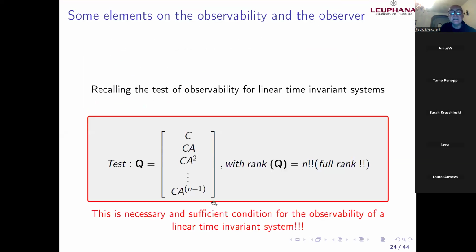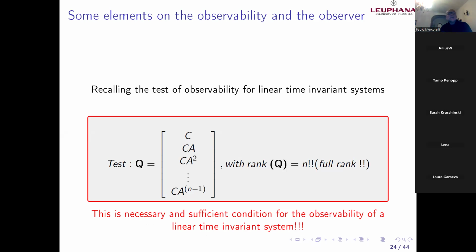Yeah, you remember this test. This is the observability matrix. It isn't a theorem. I didn't demonstrate that theorem, but I present it as a theorem because if I say the condition is necessary and sufficient, of course, this is the language of a proposition, the language of a theorem. Full rank means that the rows of the matrix are independent.